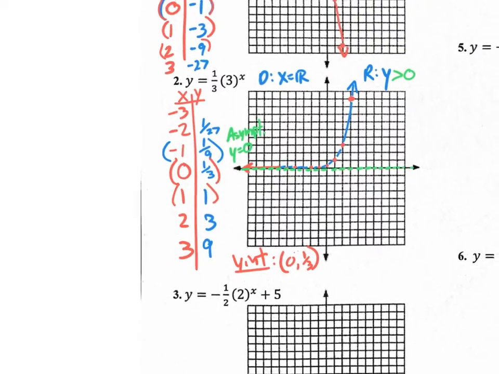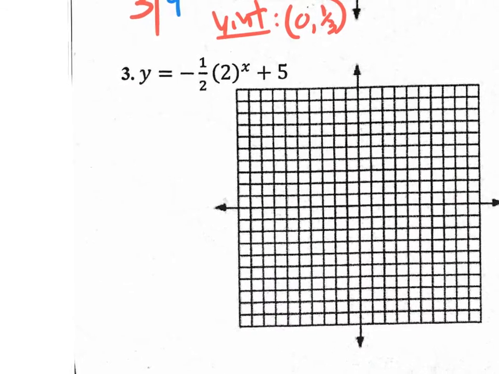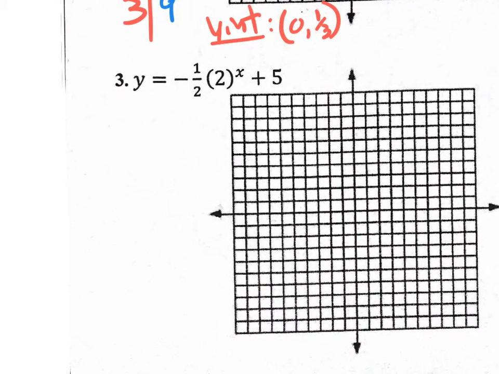So we need to continue with number 3. And what should I do on this one that's different than the previous 2? Sophia, what do you say? What's different of this one from the previous 2? It has a k value, right?